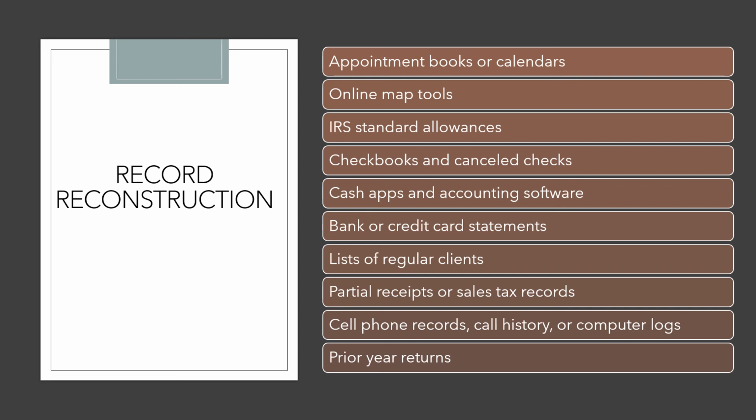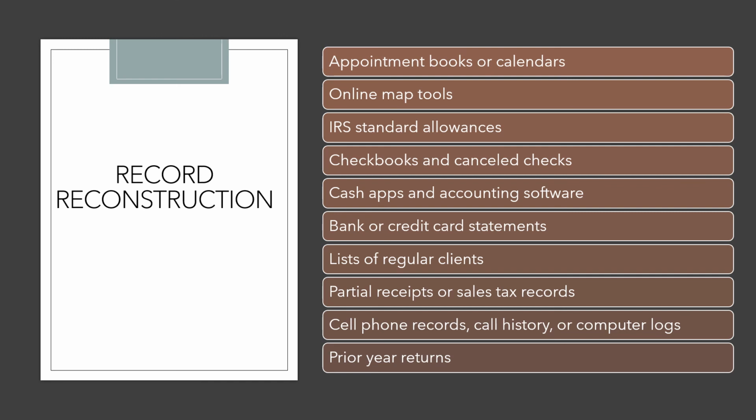And then checkbooks and canceled checks. Banking apps are really helpful. A lot of times we or our clients need to pull those up and see, oh wait, when did that income come in? Cash apps and accounting software. There are free accounting apps online, and apps where clients can take pictures of their receipts, and the app will just store that picture. So that's really helpful.